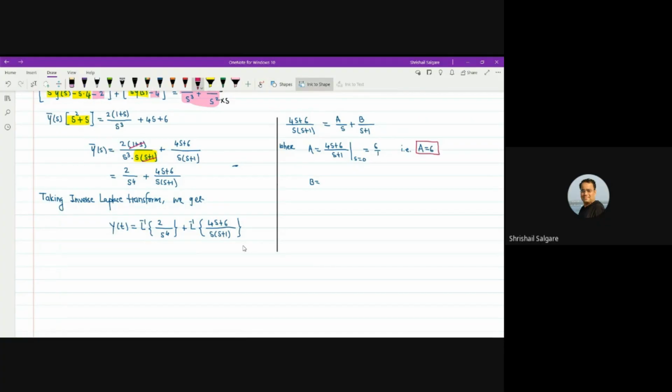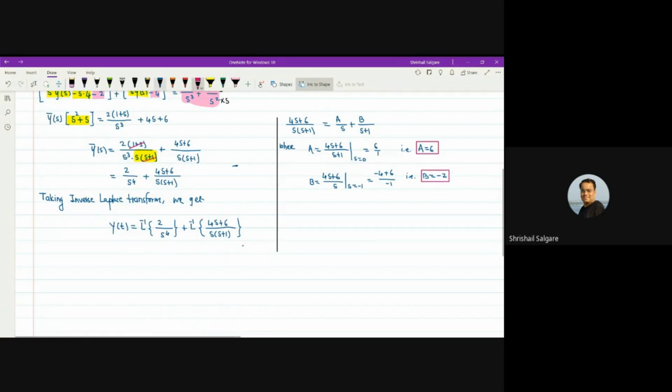In the same manner, if you evaluate B, the value of B is 4s plus 6 divided by s, and the value of this function at s equal to minus 1. Then this will come as minus 4 plus 6 divided by minus 1. That is, what is B? Minus 2, yes.